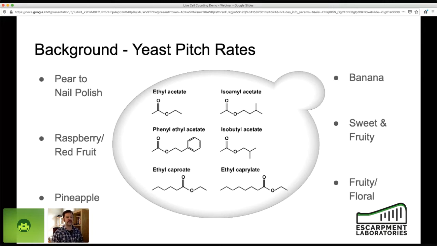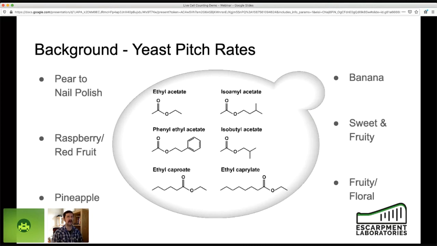So we can get ethyl acetate, which can be pear drop, and at higher concentrations, nail polish remover. Phenyl ethyl acetate, which gives us raspberry and red fruit. Ethyl caproate, which can give us pineapple. The pineapple thing is pretty common with a lot of non-standard yeasts such as Brettanomyces. Isoamyl acetate, that synthetic banana thing.